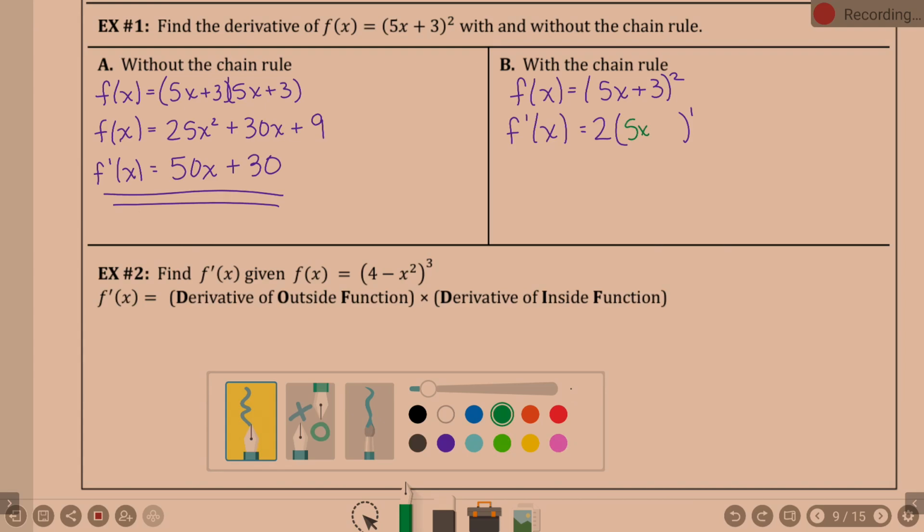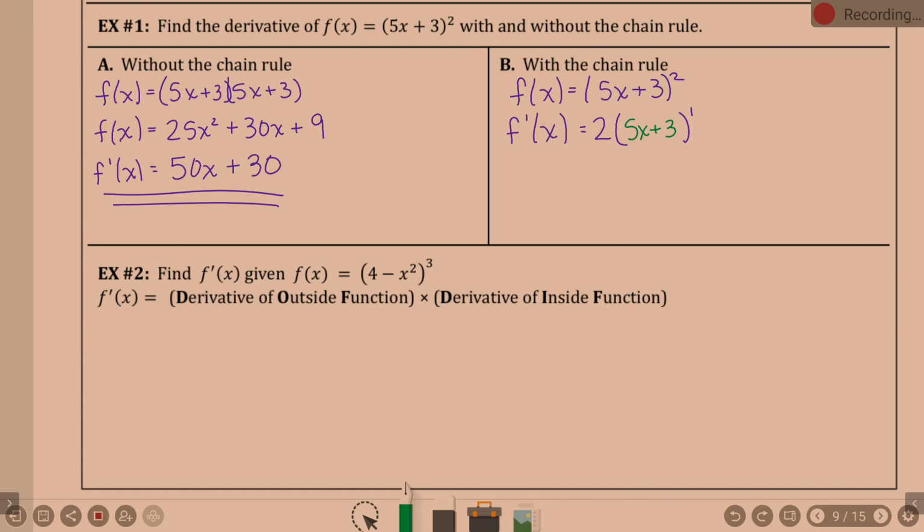Now, the idea here is that the inside, 5x plus 3, just stays for the moment. Okay, it's just going to stay for the moment. Now, times. So right now we did the derivative of the outside. Something raised to the second is 2 times that something to the first.